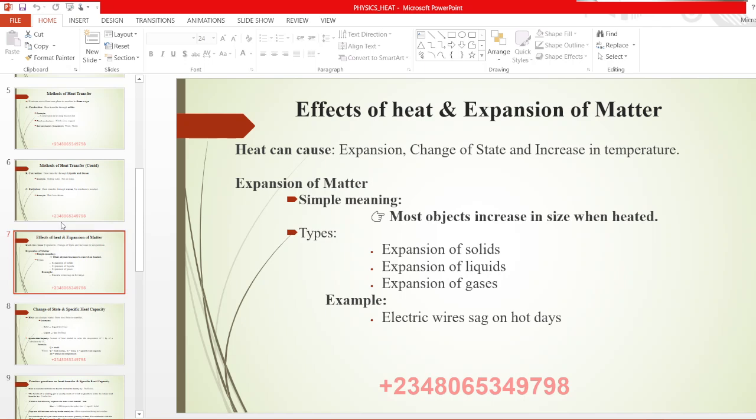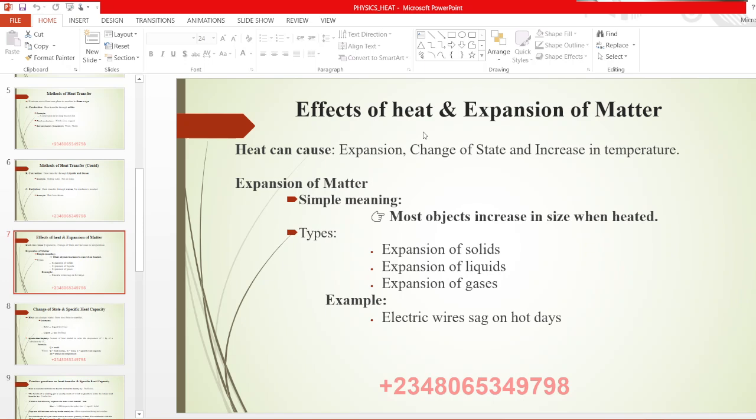But before that, let's see the effects of heat and expansion of matter. Heat does so many things. It can cause expansion, change of state, and increase in temperature. Our boiling water was initially cool. The heat energy transferred through the pot goes into it and it starts boiling, and the temperature increases. That's one.